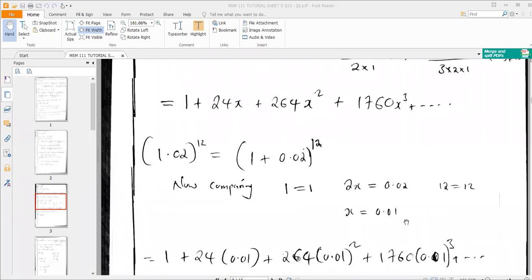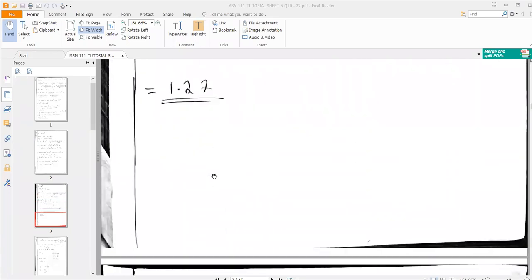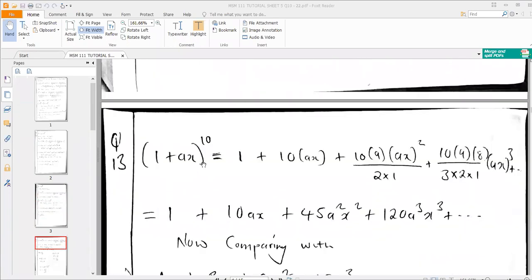So for question 13 now, we want to find the values of a, when we are comparing this expansion with another function which is given as a plus bx plus cx squared plus 15x to the power 3. I believe you have the total sheet. You're able to see that one.